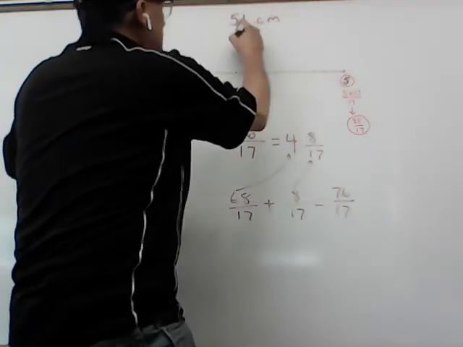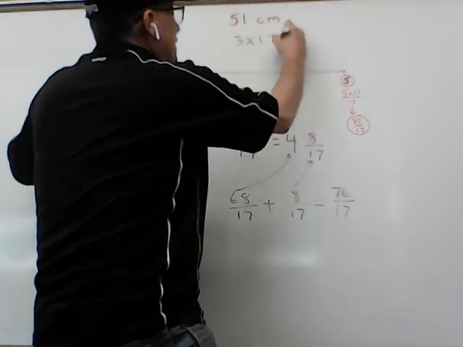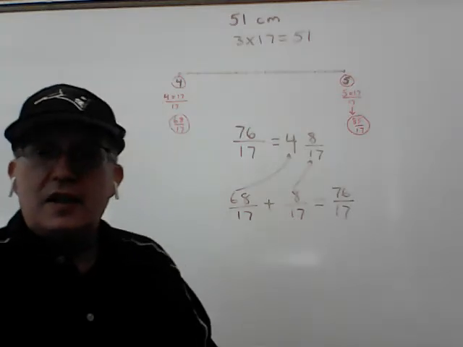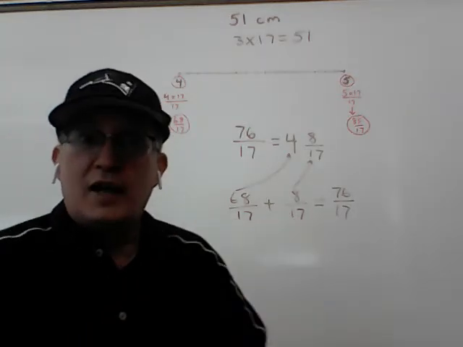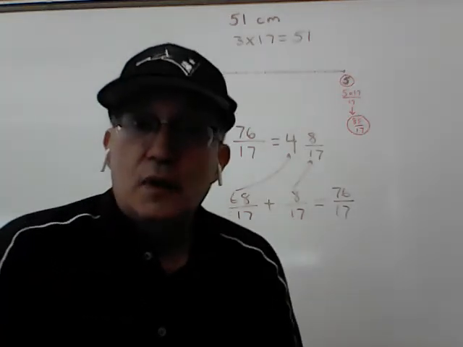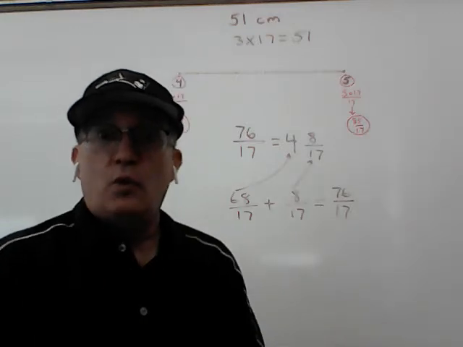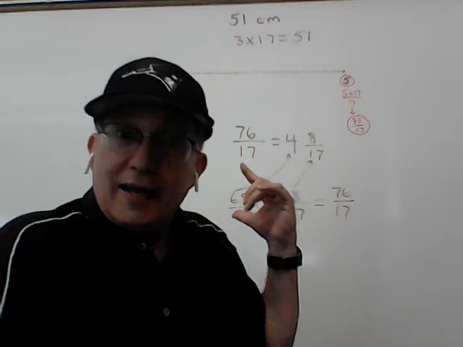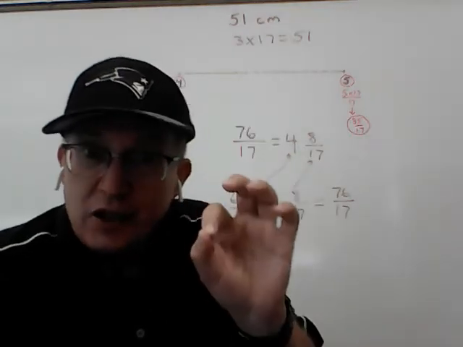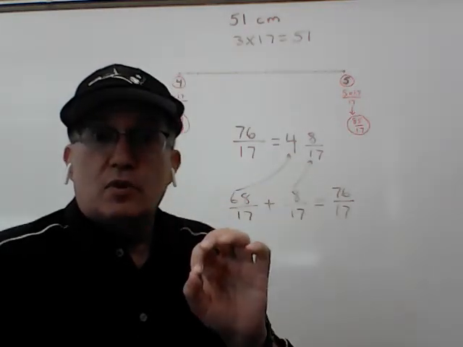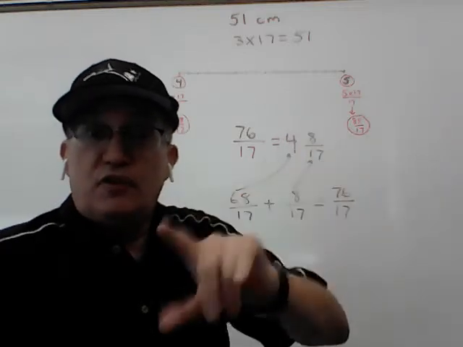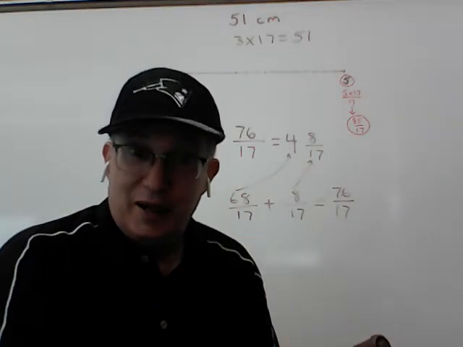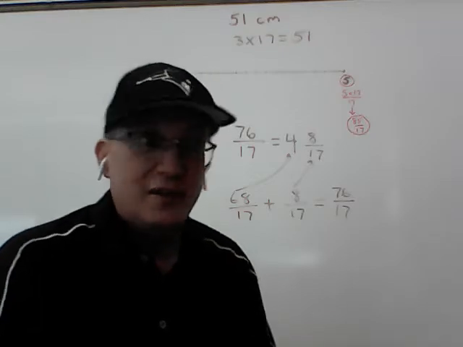Why did I choose 51 centimeters? Because 3 times 17 equals 51. You should be able to appreciate that mentally, even though you haven't memorized it. 3 times 10, 30, 3 times 7, 21, and add them together. 30 and 21 make 51. So I intentionally, strategically made the line segment 51 centimeters, and then every 3 centimeters was a 17th.